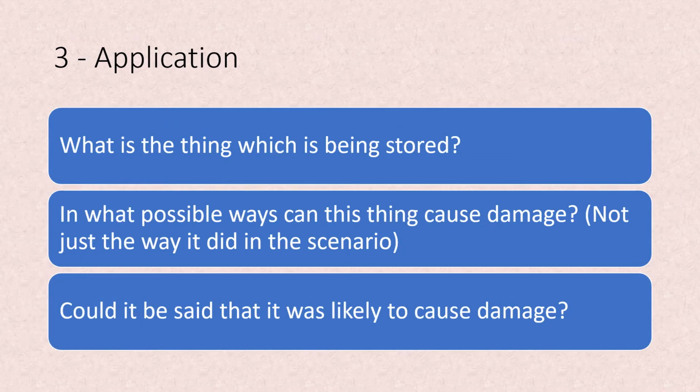So to apply this, we need to consider what is the thing being stored, and of course you need to list in what possible ways this thing can cause damage. So if it's water, for example, an obvious example is flooding, but it could cause some other damage, for example damage to electrical equipment. So it's not just about the way it does in the scenario, but you're going to get better marks by identifying why the thing is dangerous, because this thing could cause several different types of damage.